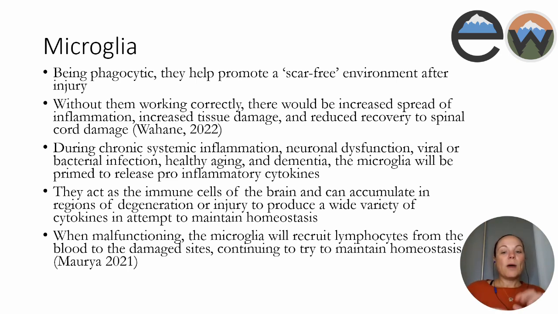When malfunctioning, those microglia can actually tap into the immune system, try to recruit lymphocytes from the blood to the damaged sites, which will continue to try to maintain homeostasis. But again, it's a dysfunctional way that it's trying to do it. It's really just reaching out for things to be helpful. And also our individuals might have issue in moving lymph. So again, we need to make sure that we are supporting. So sometimes lymphatic work can be very helpful for neurological inflammatory responses.